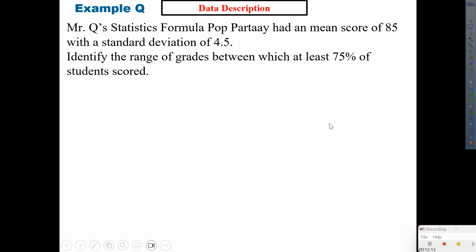So, let's get started. Example Q. Write that down. Example Q. You don't need to copy the verbiage, but we're going to start with the work. It says, Mr. Q's statistics class had a mean score of 85 and a standard deviation of 4.5. Identify the range of the grades between which at least 75% of the students scored.